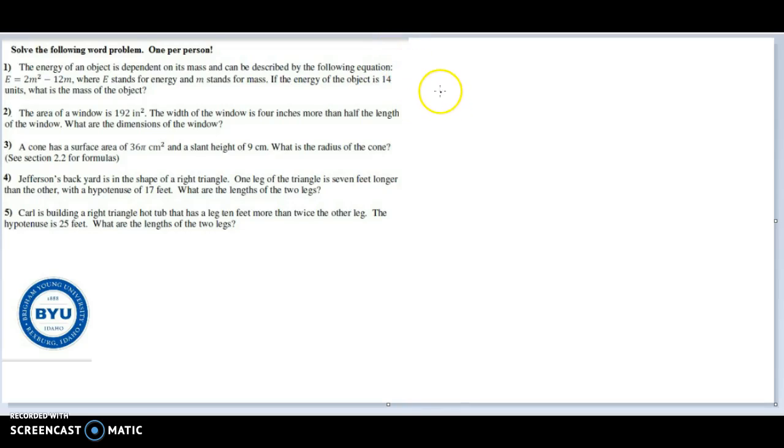Alright, this is Brother Ward again, and we're going to look at number 5 now. So on number 5 it says that Carl is building a right triangle hot tub that has a leg 10 feet more than twice the other leg.